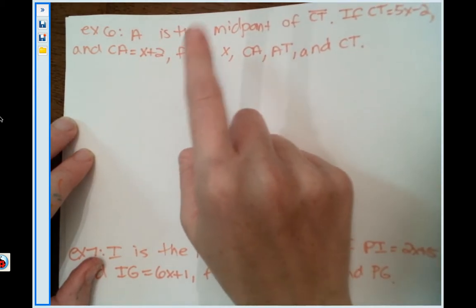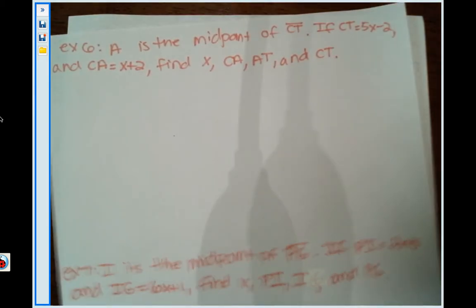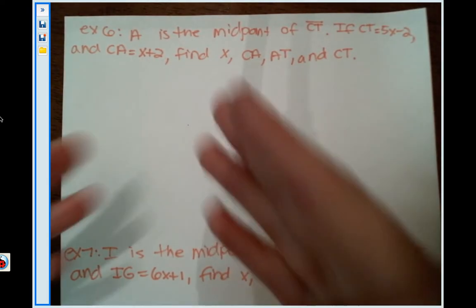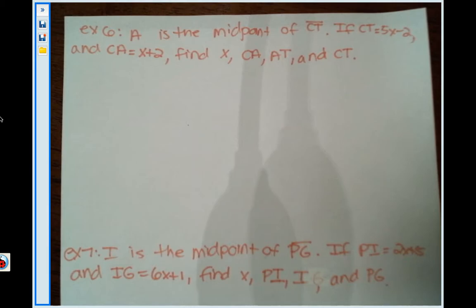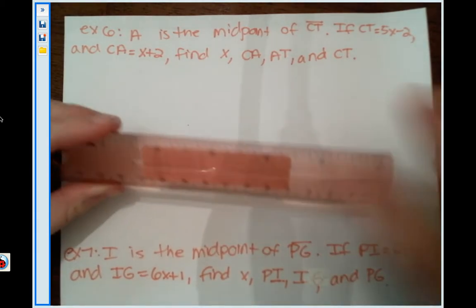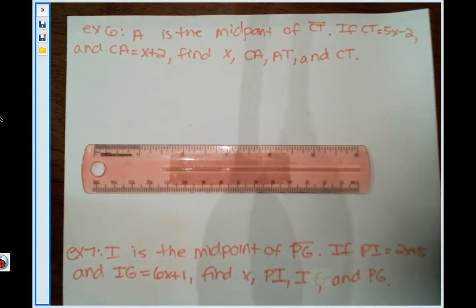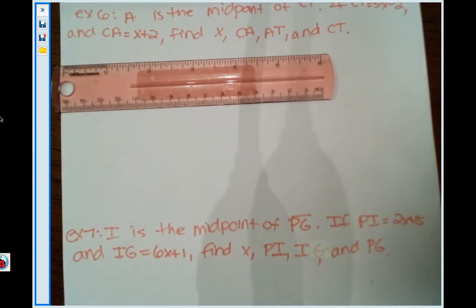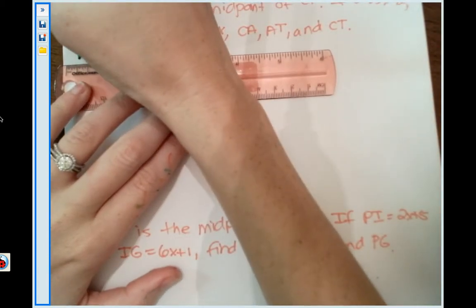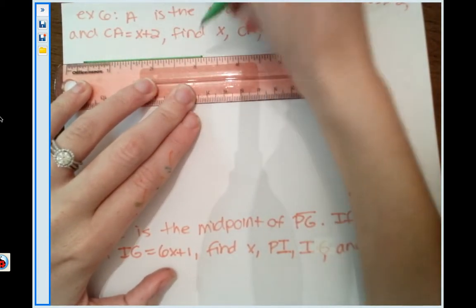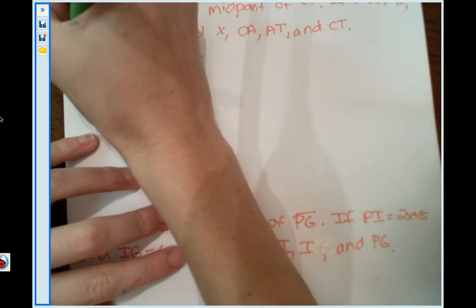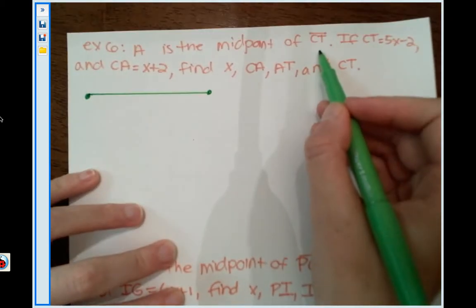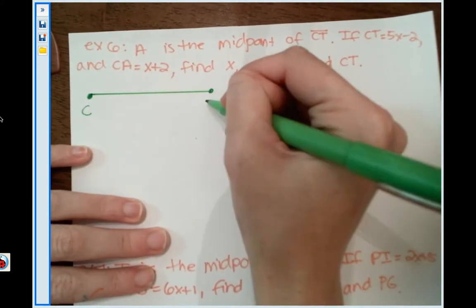Remember, once we find x, we might not necessarily be done, which in this problem, we're definitely not going to be. And if you don't have a picture to represent the problem, I highly recommend you draw one because it'll help you visualize what is going on. So we have a segment, and I'm going to draw a straight line first. A segment means we have a start and an end point, so I have a C and a T.